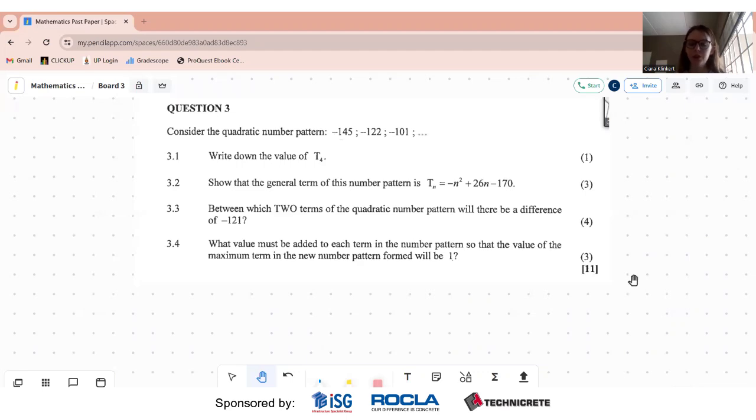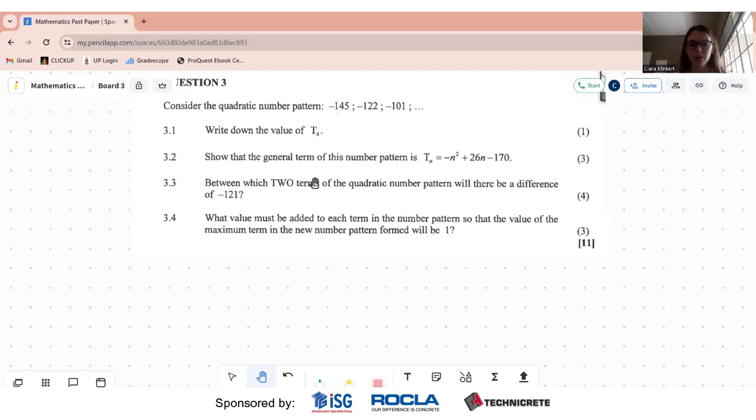Now we're going to move on to question 3, which is about a quadratic number pattern. Okay. Quadratic number patterns have to be handled in a very specific way. So I'm going to show you the method. Okay. So consider the quadratic number pattern: negative 145, negative 122, negative 101. Now we need to calculate the value of T4. Okay. It's not that simple with quadratic number patterns because they don't have a constant first difference. They have a constant second difference. And I'm going to show you what I mean now.